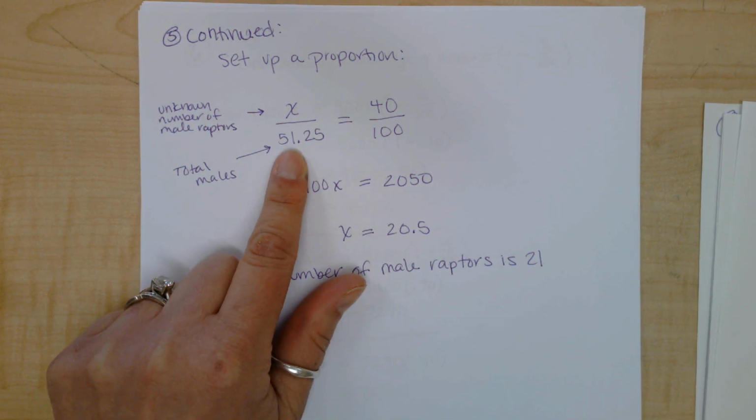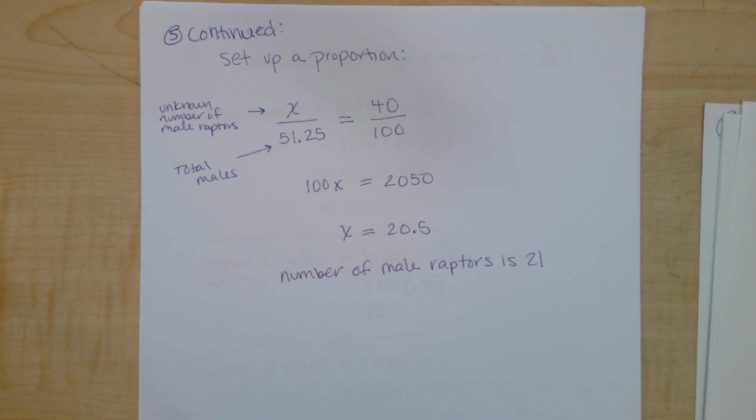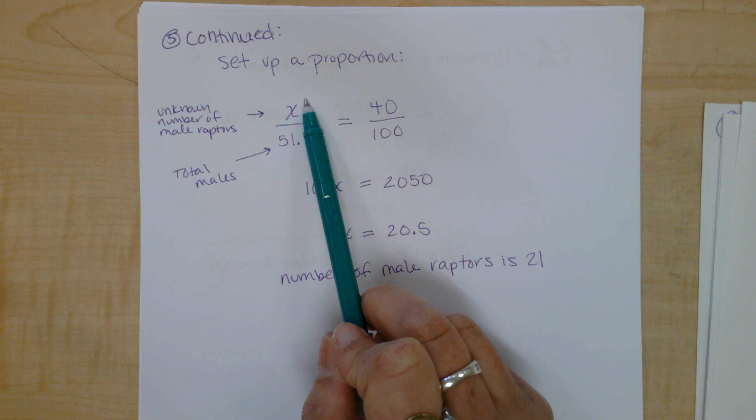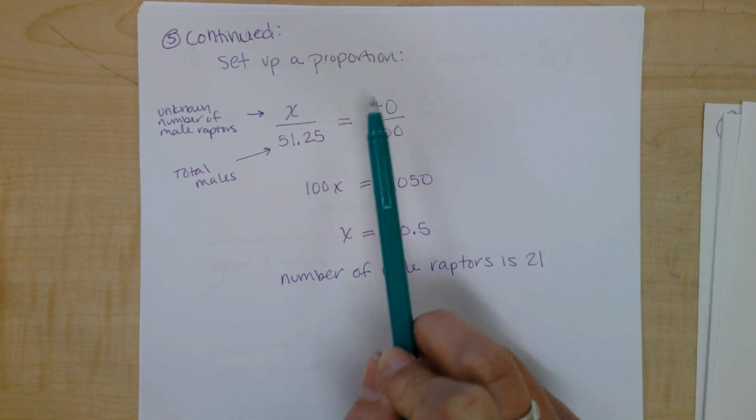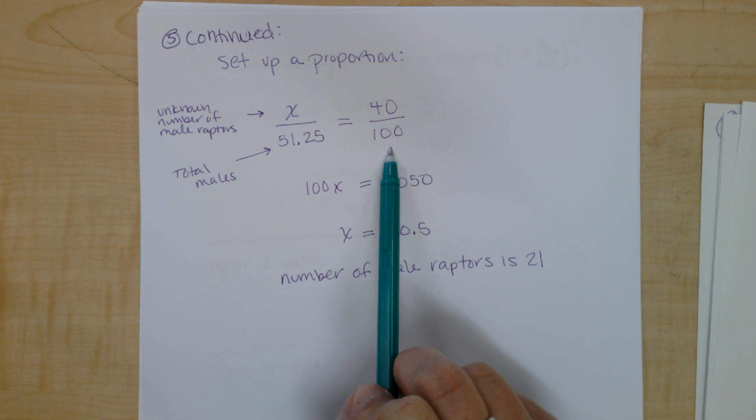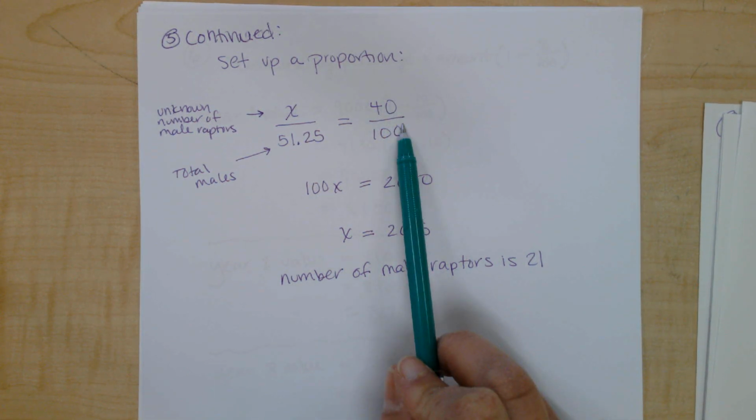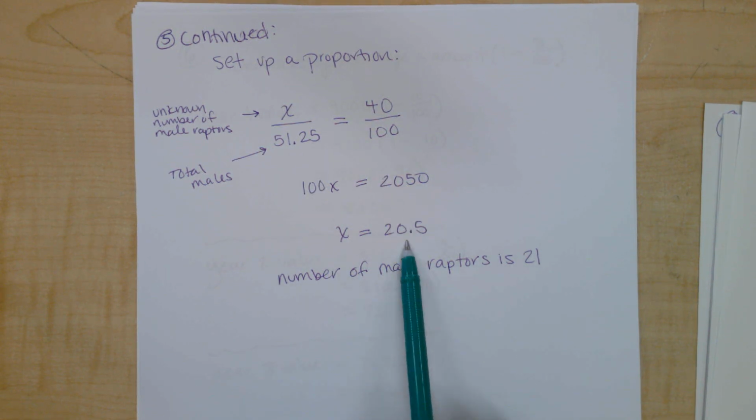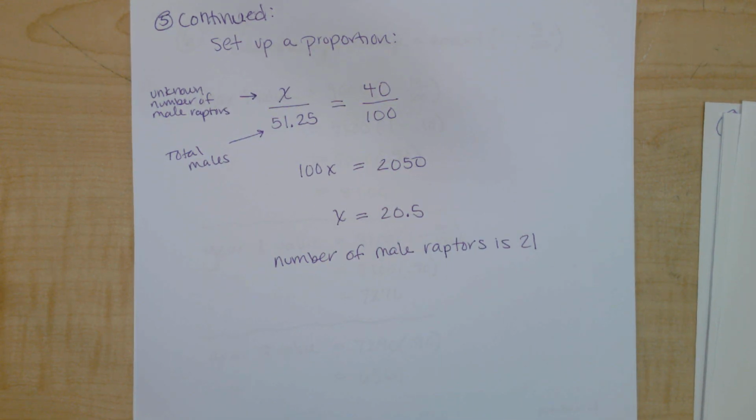You still have to know the total males, so we still had to find that first. But if you don't like doing the "what is 40% of a number," if you like proportions, here you go. X is the unknown number of male raptors. We know total males. We know 40 out of 100 are male raptors, so we're using that. Very similar to what we've done before. Cross multiply, we get 20.5. Number of male raptors is 21.